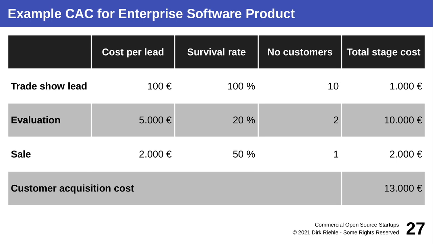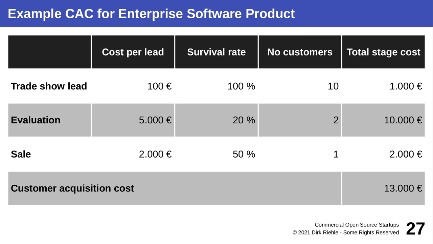How many trade show leads, or how many qualified leads did you need in the beginning? And so you have the cost for that sale at 2,000 euro here. So then, in order to generate that one sale, you had all the costs that came before it, including the money you spent on interested parties, qualified leads who did not become customers. So the cost of acquiring that one customer out of the initial qualified leads is 13,000 euro in this simplifying example. And this is how you calculate backwards.